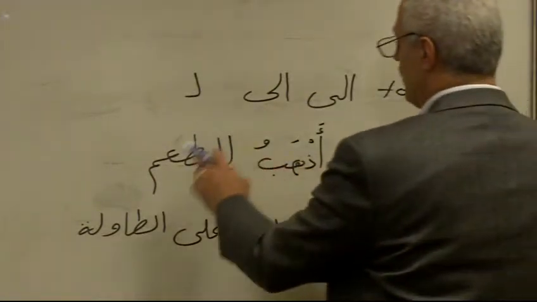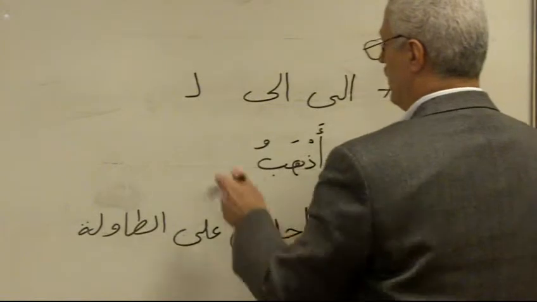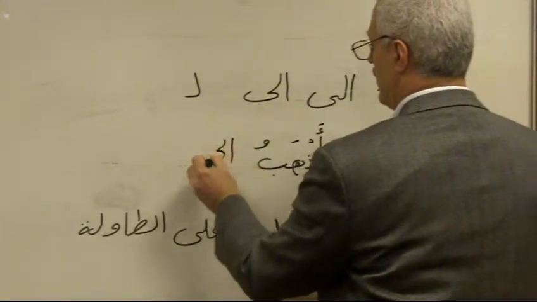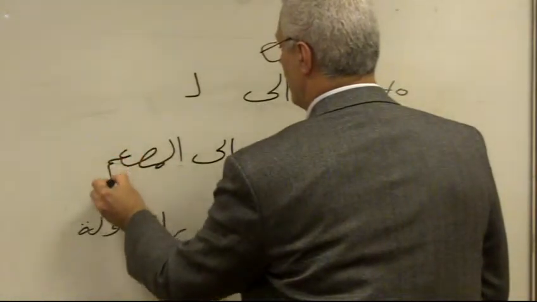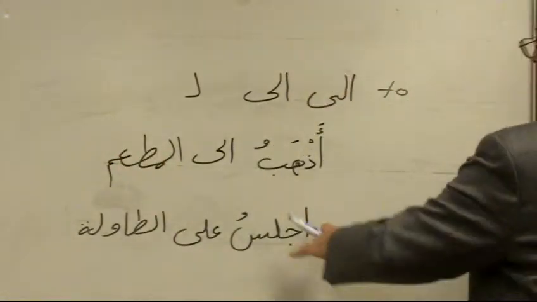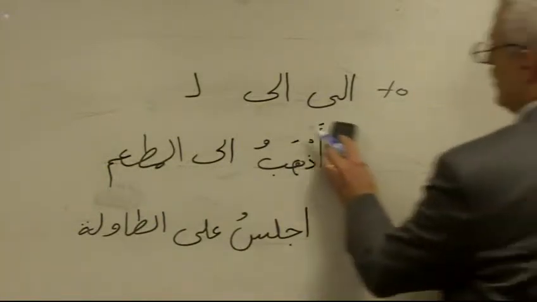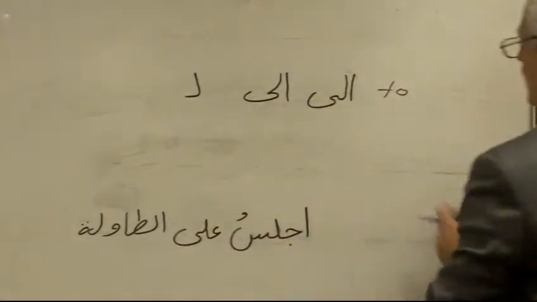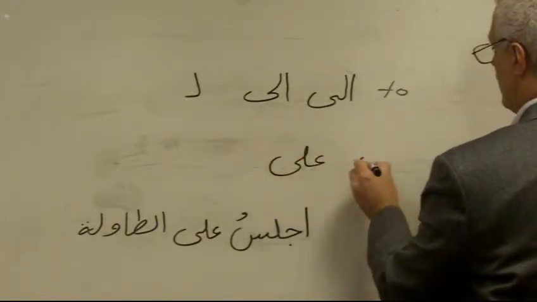So أذهب للمطعم or إلى المطعم. أجلس على طاولتي. So now you know two prepositions already. إلى, to, and على is on.